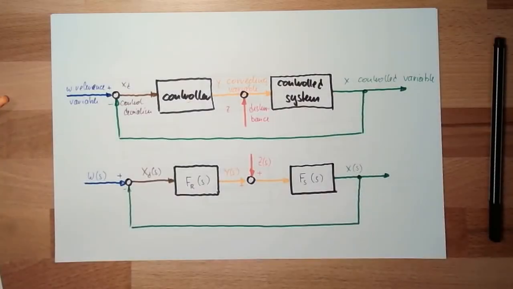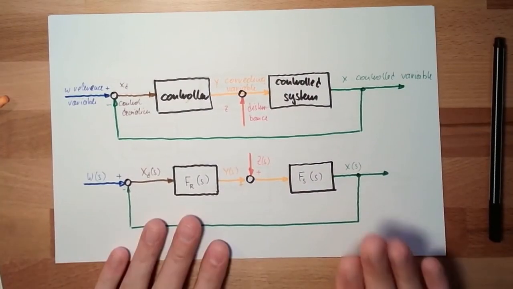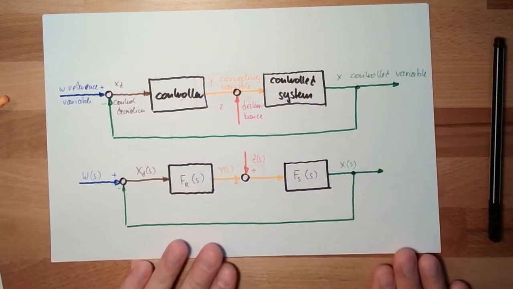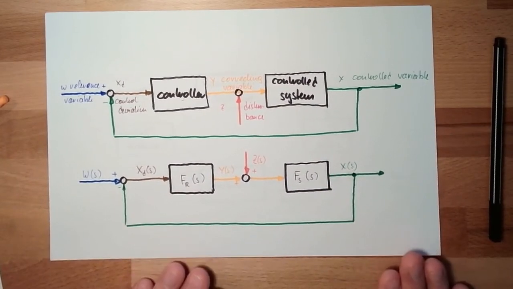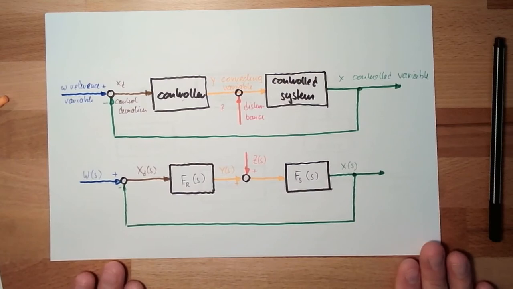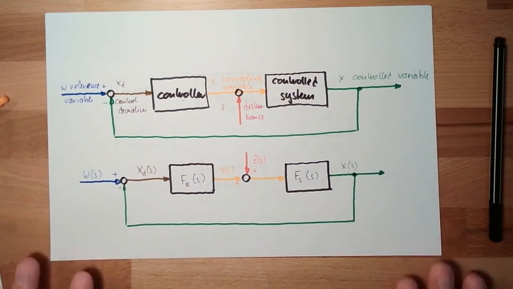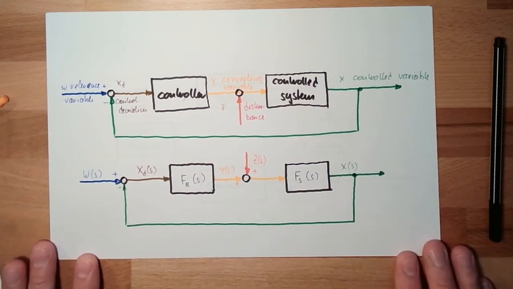Hello and welcome back. Remember this was our model of a control loop. And now we're going to calculate a little bit with it. First of all, we're calculating something where we don't know how sensible or useful this is, but you will see it's pretty useful.